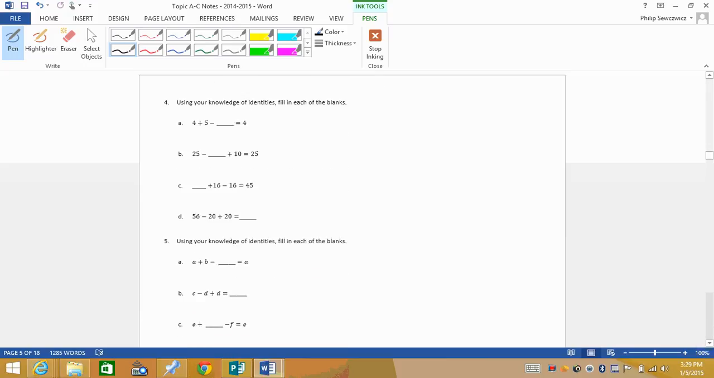So now it's just about filling in the blanks. If we have 4, we add on 5, and we have to take away a certain amount to end up with 4. Yeah, take away 5. We don't want you doing this: 4 plus 5 is 9, 9 minus what number equals 4? Ooh, it's 5. No. Stay away from that.